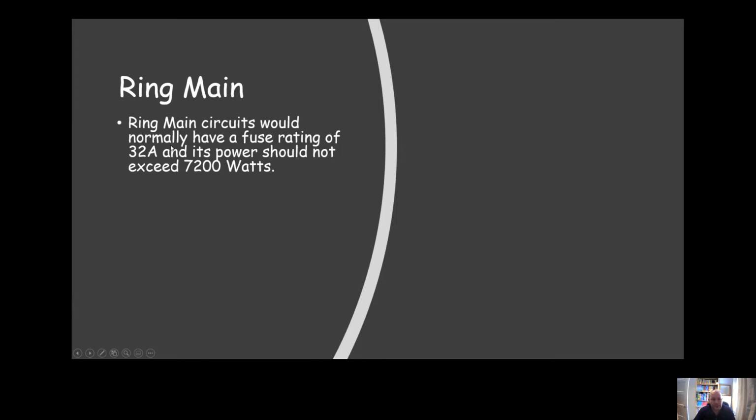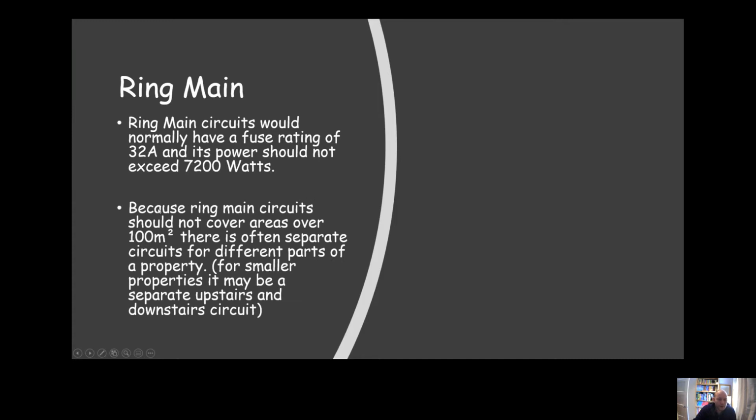A couple of key facts about the ring main circuit. A ring main circuit in most modern consumer units would have a fuse rating of 32 amps, which means the power consumption, the load that it was taking, should not exceed 7.2 kilowatts or 7,200 watts. Another key fact, ring mains should not cover areas greater than 100 meters squared.